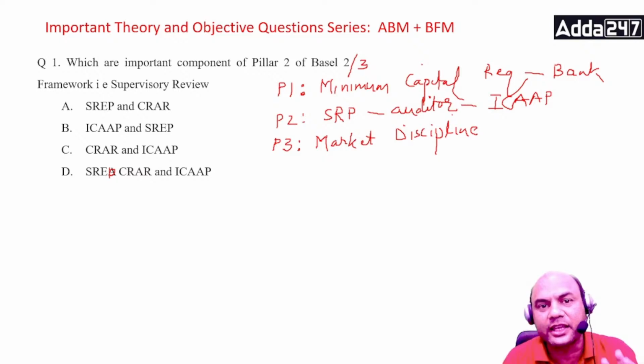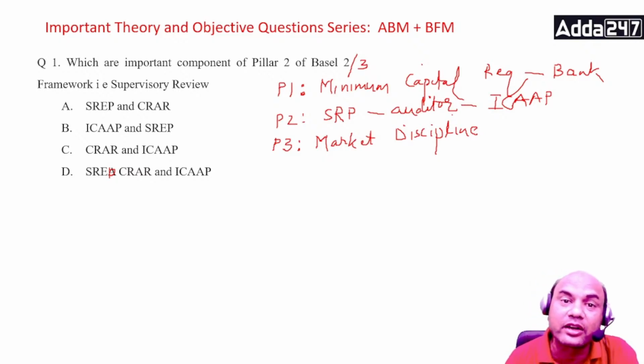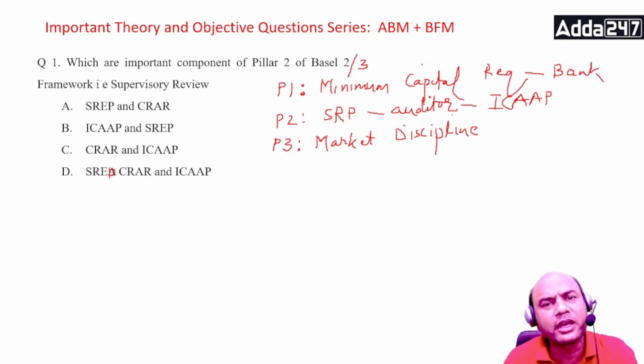RBI will check this ICAP, whether the bank is sticking to its ICAP. This is a common document with RBI for all the banks. Basically, ICAP means a checklist. Have you done this, this, this, this?